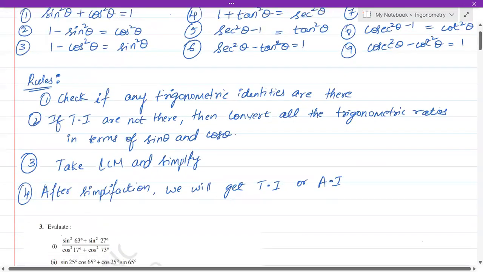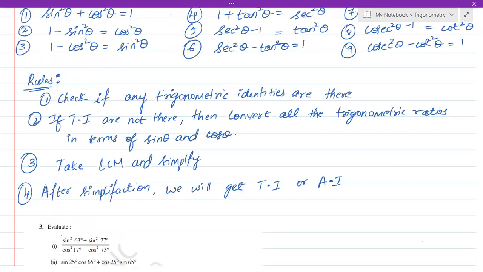So the first rule is to check if any trigonometric identities are there. If it is there, we are going to use it. If it is not there, then we are going to convert all the trigonometric ratios in terms of sine theta and cos theta. Okay, how do we convert? For example, if you have got tan theta, make use of the quotient relation. Tan theta can be written as sine theta by cos theta. If you remember the quotient relation, cot theta can be written as cos theta by sine theta.